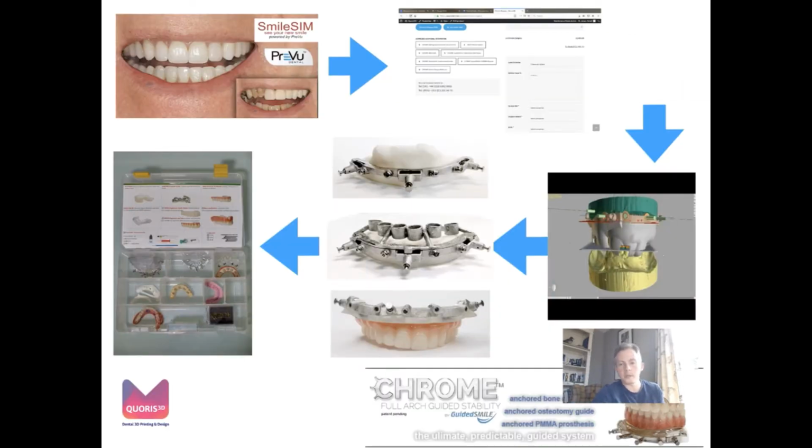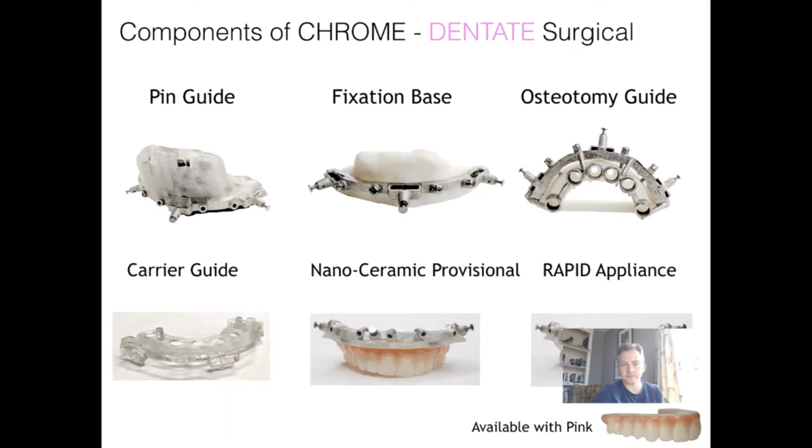Information comes, it then enters through the workflow for you then to end up with your online planning meeting, and the case then goes into production. 12 or so days later, you end up with your Chrome box, which is everything that you need to complete the case. So in terms of dentate cases, the bits and bobs that are in that box are as follows on the screen.